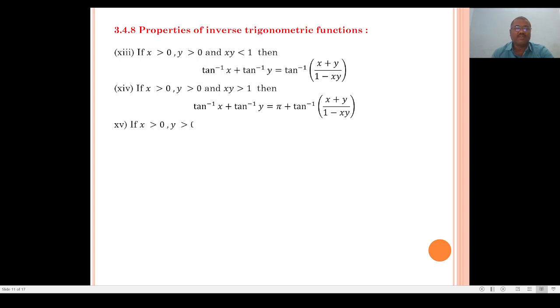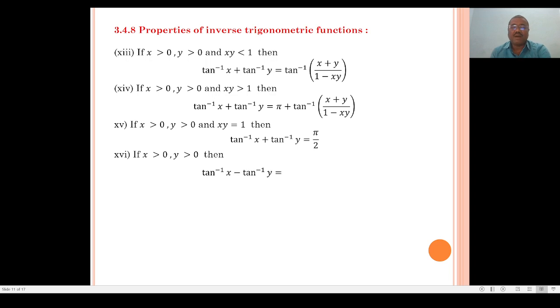If x greater than 0, y greater than 0 and xy equals 1, then tan inverse x plus tan inverse y equals pi by 2. If x greater than 0, y greater than 0, then tan inverse x minus tan inverse y equals tan inverse of (x minus y) upon (1 plus xy).